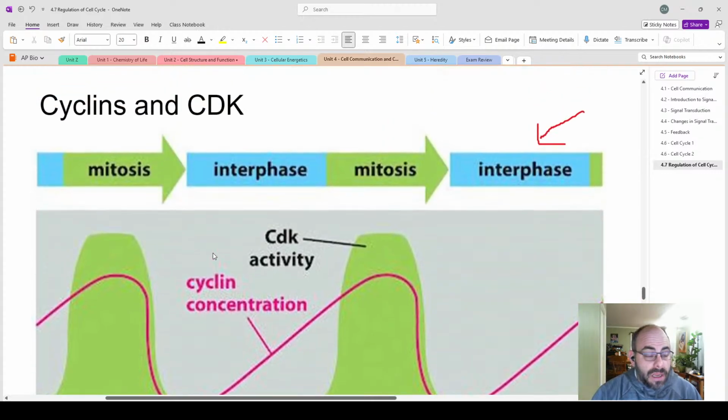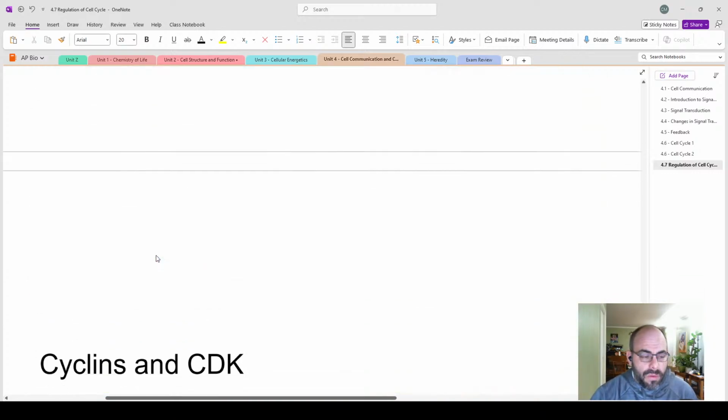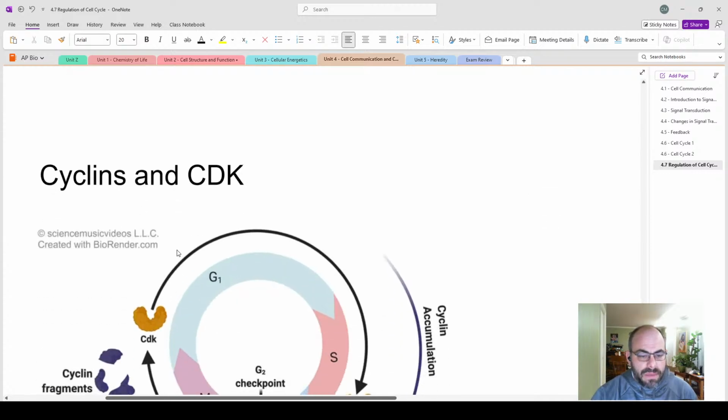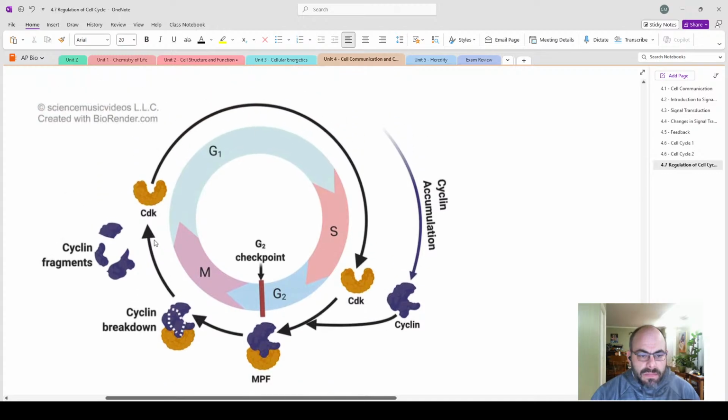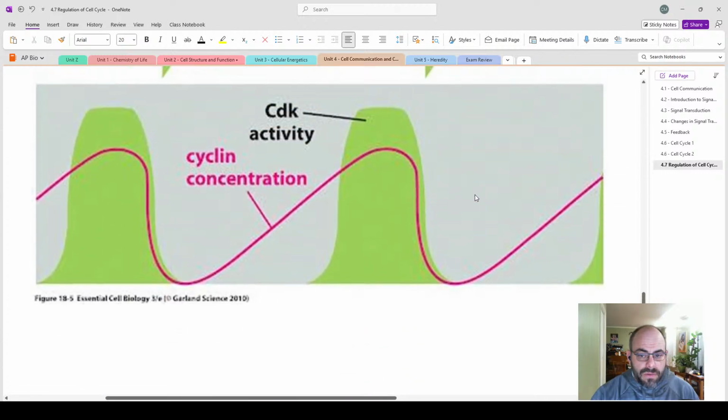So cyclin is a protein that regulates the cell cycle. The presence of it causes the cell cycle to happen. When you take it away, the cell cycle stops happening, or the cell division stops happening. To be more specific, CDK is an enzyme that stays in the cell. So here's G1, here's the beginning. CDK is always in the cell, but as the cell cycle progresses, cyclin starts to accumulate. You see that on this picture, right?